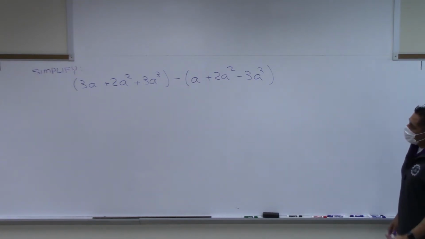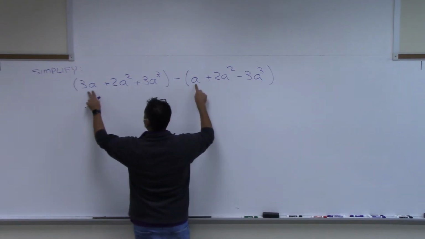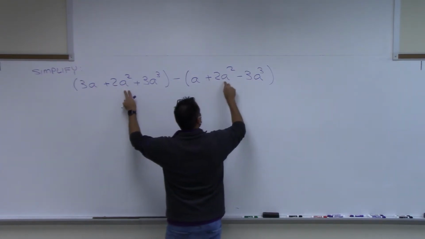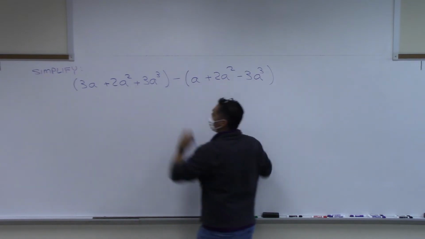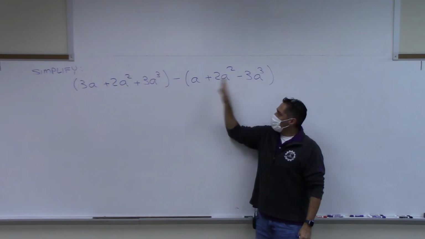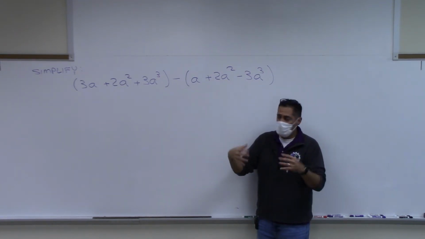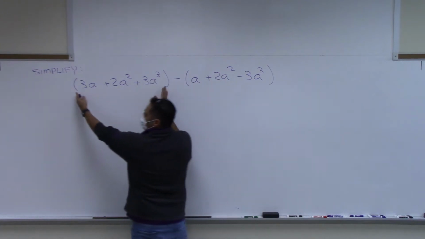So when I look at this, I say, okay, I see some like terms in here. I see a 3a, I see a 2a squared, 2a squared. These are like terms. The problem is this parentheses, right? So I need to get rid of this parentheses before I can combine anything together, and I need to get rid of this parenthesis.